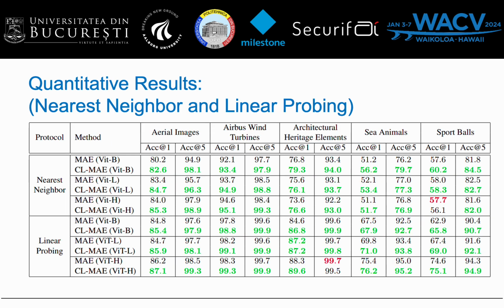These are some quantitative results. The top 3 rows compare the classification results using the nearest neighbor algorithm on 5 different downstream datasets. The last 3 rows present the classification results using the linear probing technique. We observe significant improvement in almost all cases.